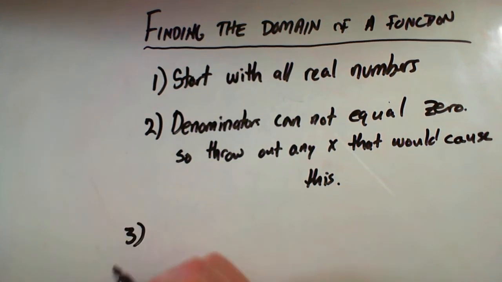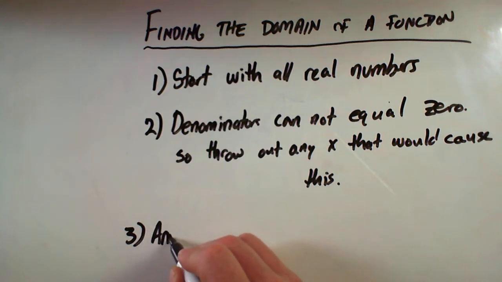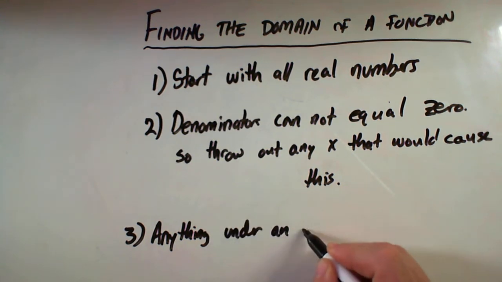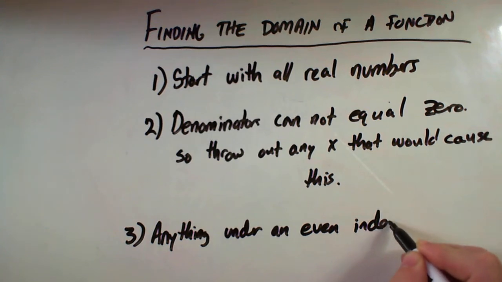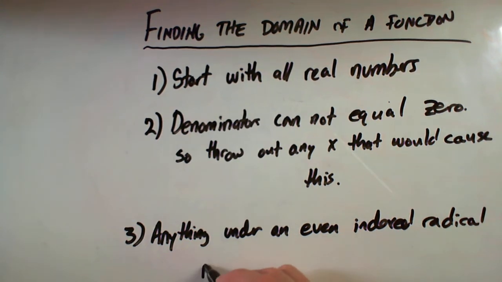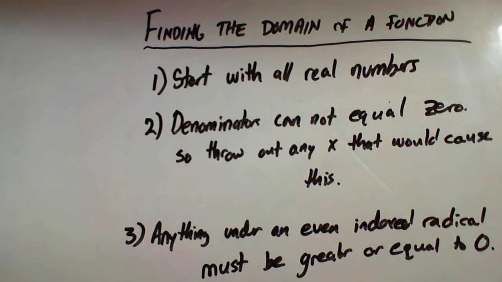Then, thirdly, we look at even indexed radicals, right? Anything under an even indexed radical, and I'll explain this a little bit better after I write it. Anything under an even indexed radical, and what in the heck does even indexed radical mean? I'll get to that in just a second. Must be greater than or equal to 0. And that's all we're looking at.